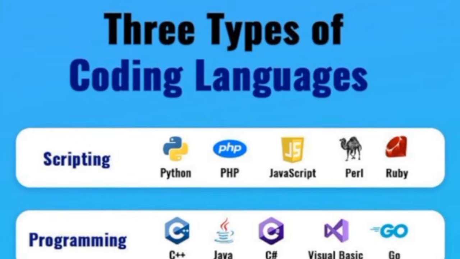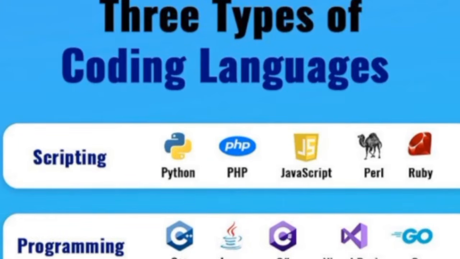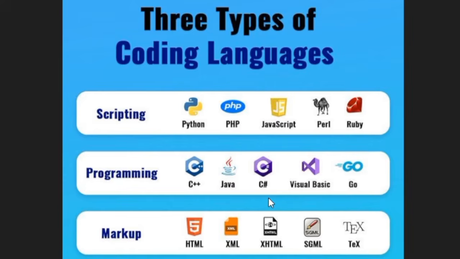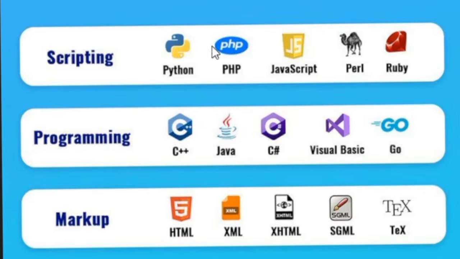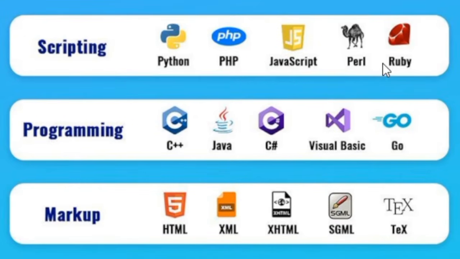Now, there are three types of coding languages. I will call it classification or categories of coding languages. We have scripting, programming, and markups, right? Under scripting we have JavaScript, PHP, Python, Perl, Ruby, and all that. Under programming, you have C++, Java itself, Visual Basic, Go, and the rest of them. Then under markup, we have HTML and the rest of them.